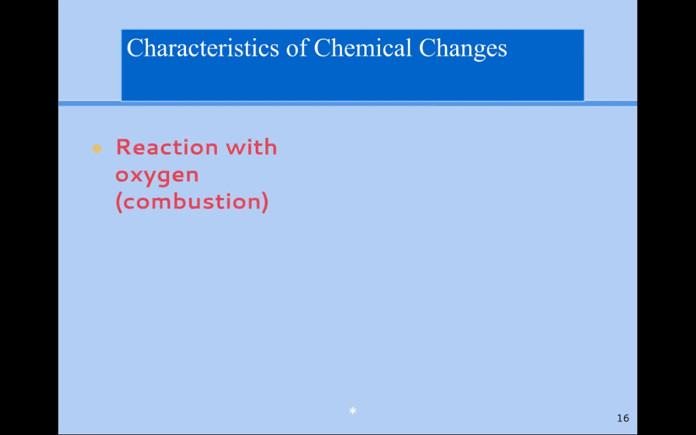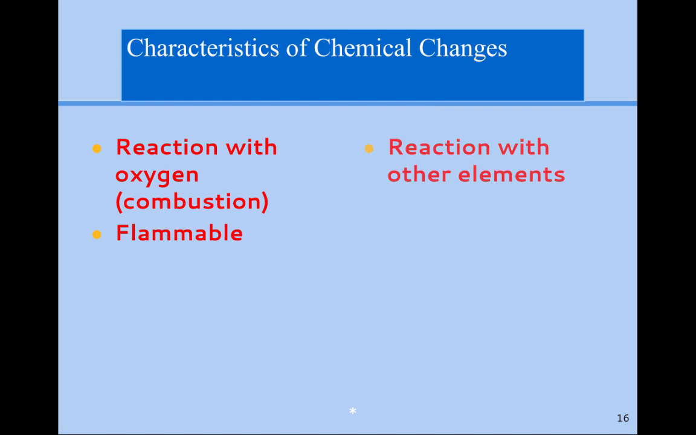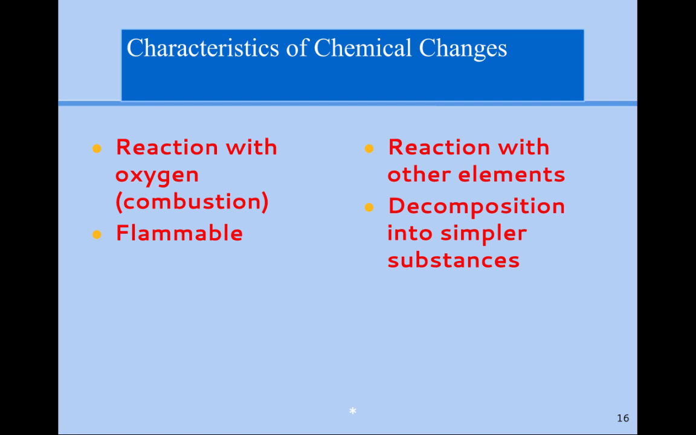So, characteristics of chemical changes. Reaction with oxygen is known as combustion. That's our first chemical change. Flammability is a chemical change or property. Reaction with other elements. Decomposition into simpler substances. And corrosion. Those are the 5 that we're going to look at. So let's look at their definitions.